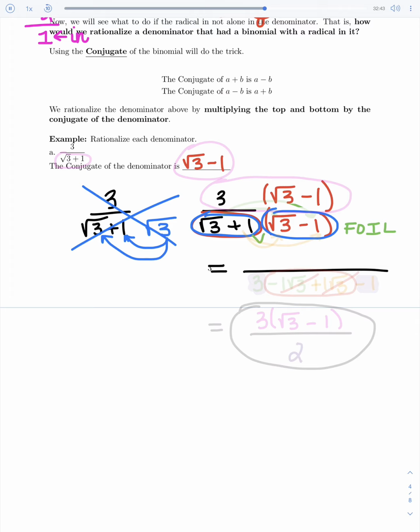No way around it. So square root of 3 times square root of 3 will give me 3. Square root of 3 times negative 1 will give me negative 1 square roots of 3. Keep going, I'm not done foiling. Next part of foiling is the 1 times the square root of 3, so that's a positive 1 square roots of 3. And a positive 1 times a negative 1 will give me a negative 1. Now what you'll notice is I have a positive 1 square roots of 3 and a negative 1 square roots of 3. One's positive, one's negative, so they'll just cancel out.